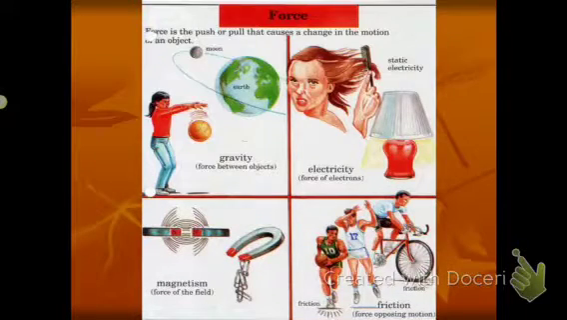Okay? So here's where we define the word force. Force is a push or pull that causes a change in motion. So gravity is a force between objects. Okay? Electricity, again, static electricity. Electricity is your force of electrons. Magnetism is the force of a field. And then friction is force opposing motion. And we talked about that one already when we had the different types of sliding friction, rolling friction, fluid friction, and static friction. Okay? A force is a push or a pull. So anytime you push or pull something, you are exerting a force.